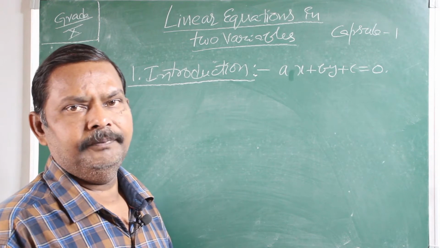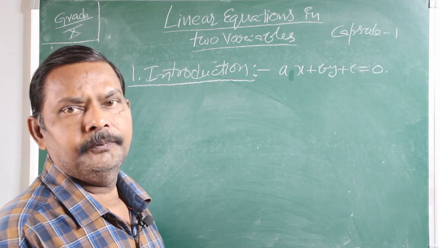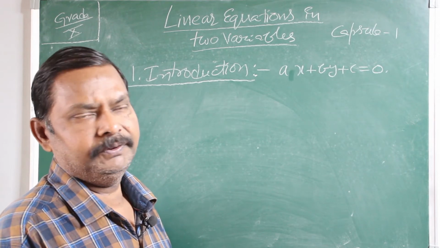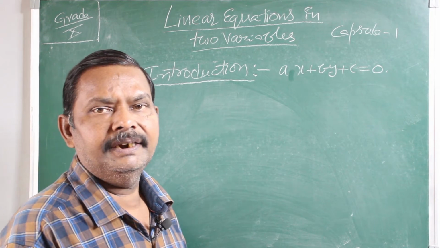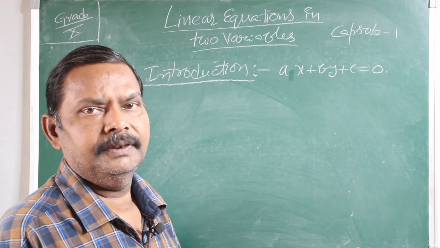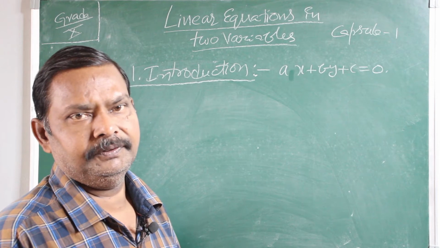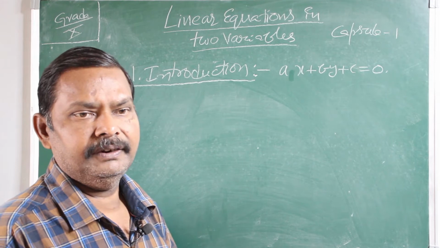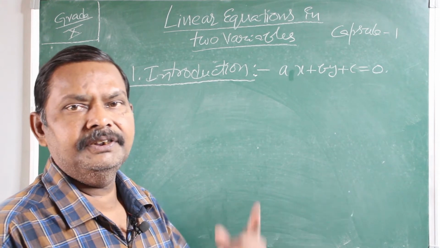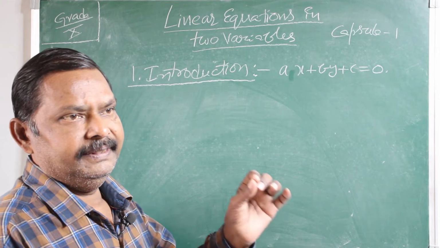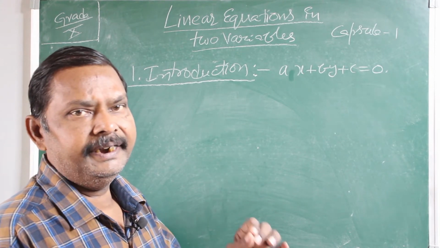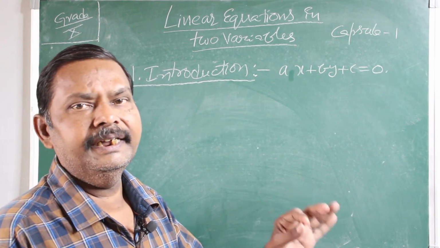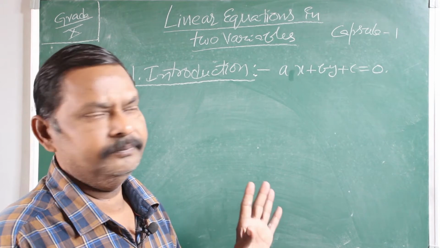Ax + by + c = 0 is the general form of a linear equation in two variables. Here a, b and c are constants, x and y are variables. The power of x is 1, the power of y is also 1. So the degree of the equation is 1. So the equation containing two variables with one degree basically is called a linear equation in two variables.